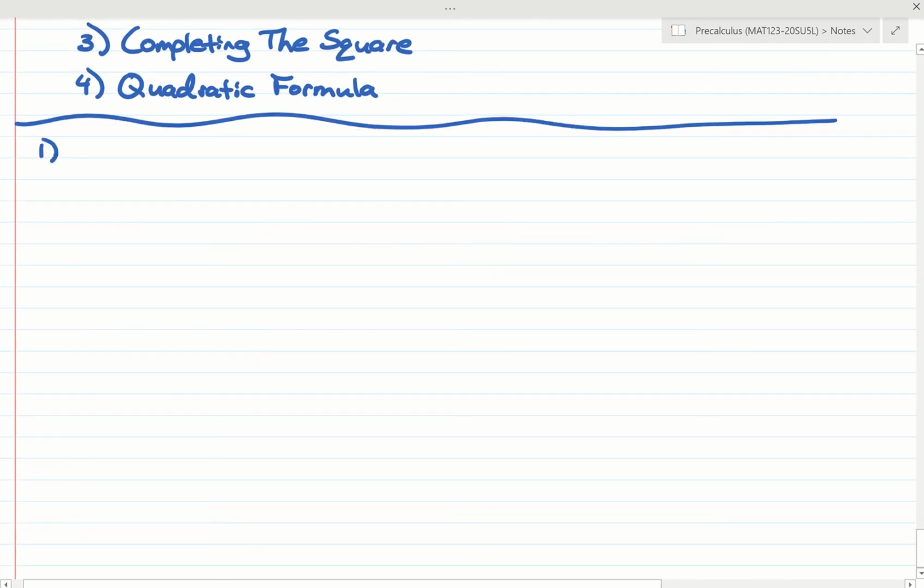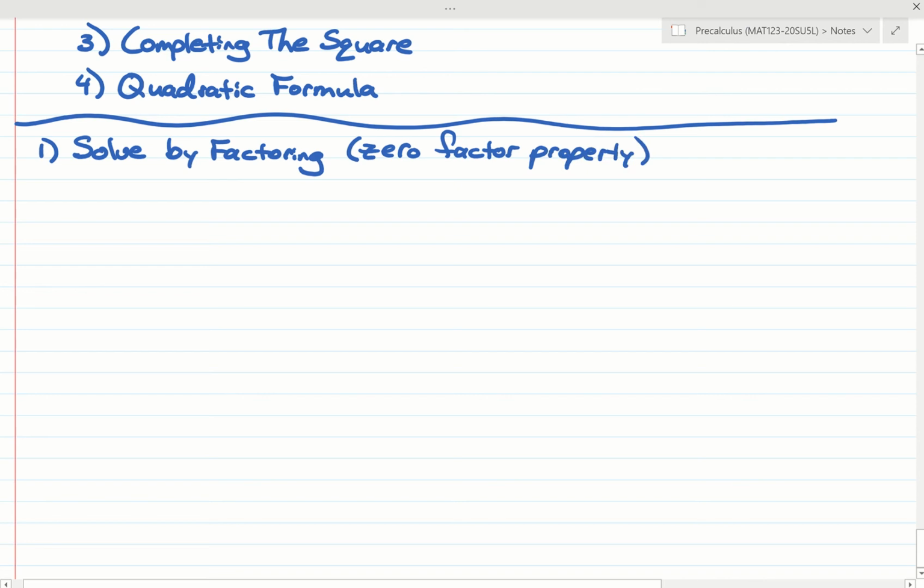The first technique is called factoring. So we're going to solve the following by factoring. Sometimes this is called the zero factor property, meaning once you factor, you set your factors equal to 0, and that'll tell you answers for x. So let's take a look at something like this. Let's say x squared plus 2x minus 8 is equal to 0.